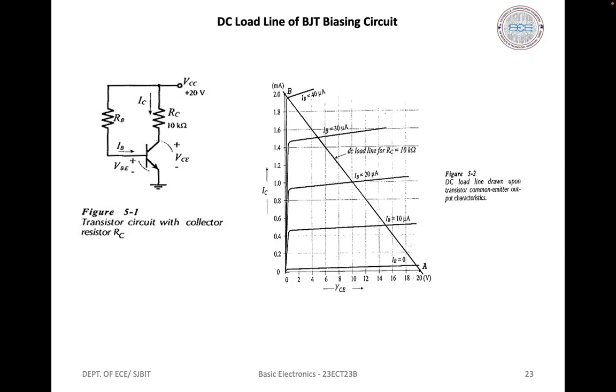Now assume a collector current of 2 milliamperes and calculate the corresponding collector emitter voltage level. VCE is equal to 20 volts minus 2 milliamperes times 10k, so this becomes equal to 0. So we plot point B on the figure at VCE equal to 0 and IC equal to 2 milliamperes. The straight line drawn through points A and B is the DC load line for RC equal to 10 kilo ohm and VCC equal to 20 volts. If either of these two quantities is changed, a new load line must be drawn.